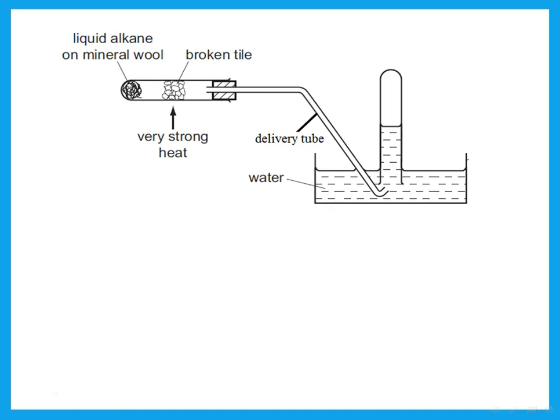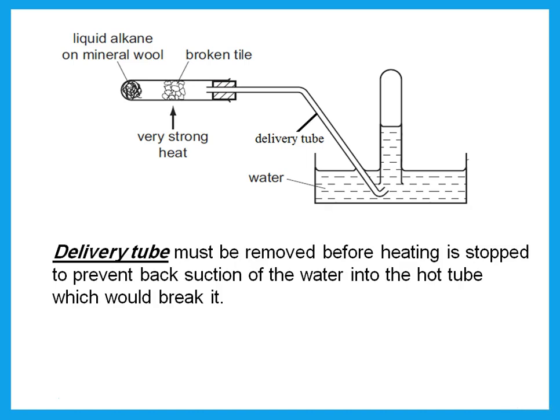Okay. In other questions, he would say, for example, he has a delivery tube going into water and we're heating a tube that has the liquid alkane and broken tile and things like that. Now, when I'm heating this tube with the delivery tube in the water, once I have finished, I have to remove the delivery tube from the water before I stop heating. So the delivery tube must be removed before the heating is stopped. This is to prevent any back suction of water into the hot tube, which would break it.